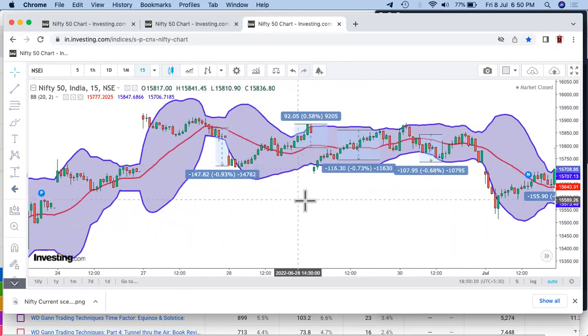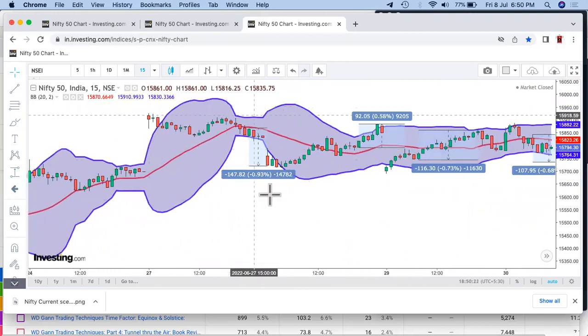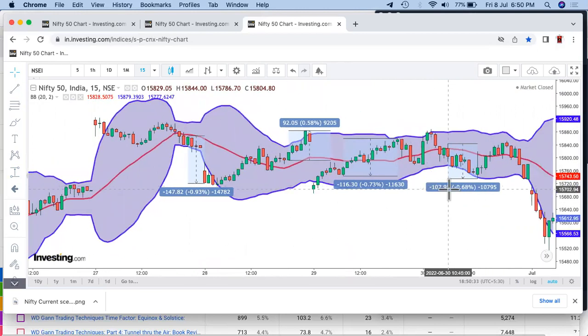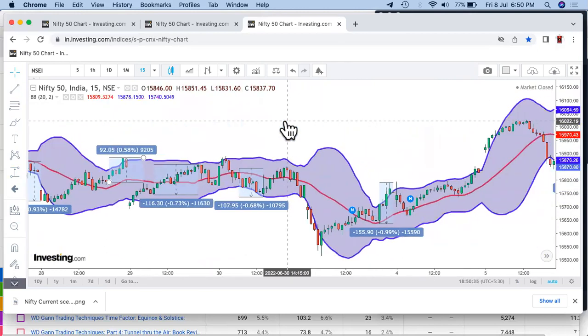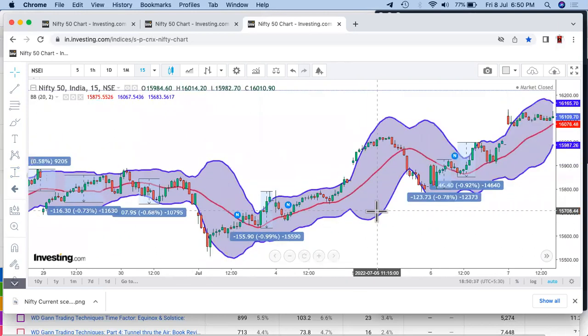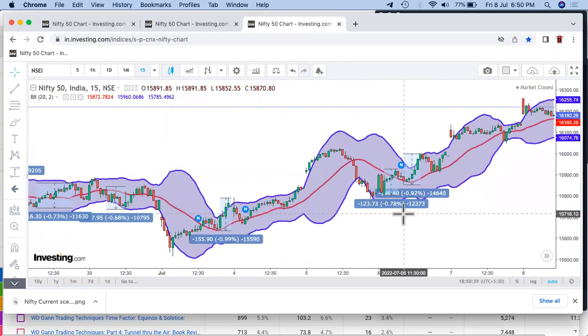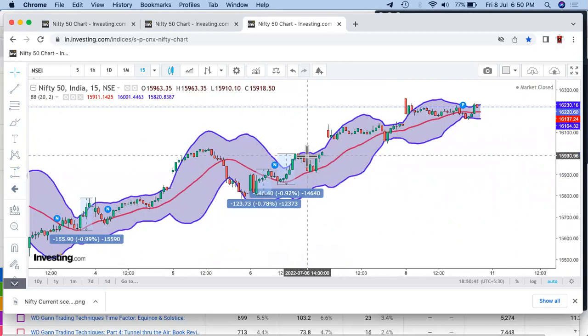But if you go as per the strategy, especially for the 15 minutes time frame, you'd be getting somewhere around points between 120 to 150 approximately, because it is like 150 over here. This is 116, 107, 92, 155, 123, 146. So if I take an average of all these things, it will be coming between 120 to 150. That's why I've considered that.